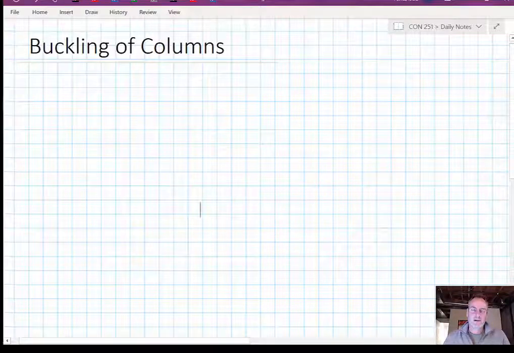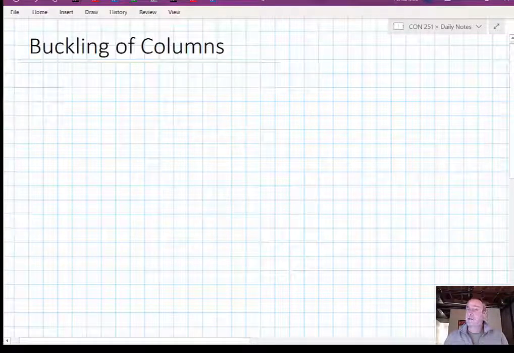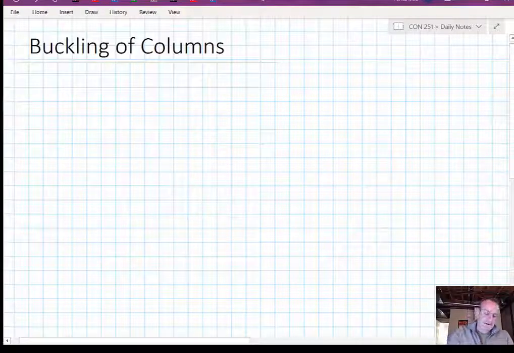All right, welcome back everyone. In this session, what we're going to talk about is the concept of buckling in columns. And I think it can be best shown with an example. So let's start with an example.